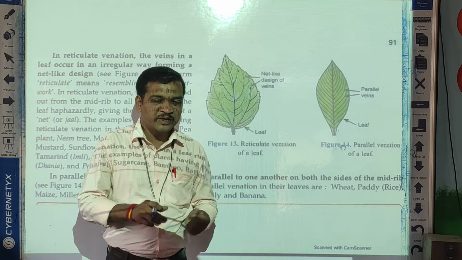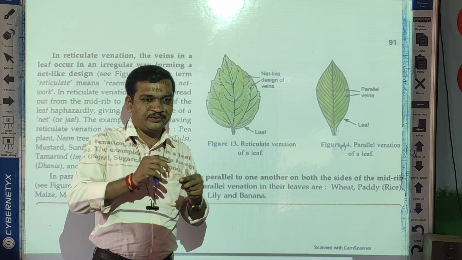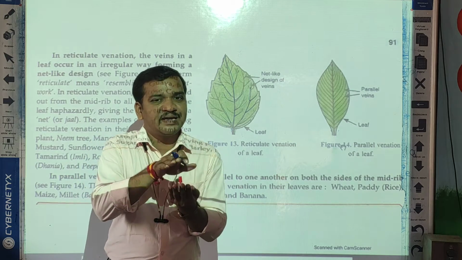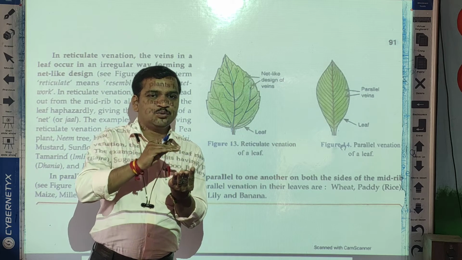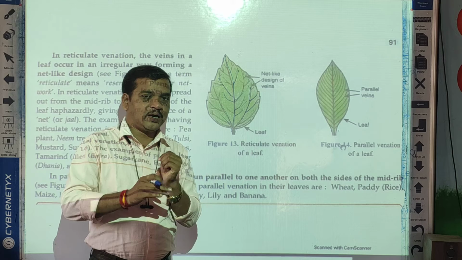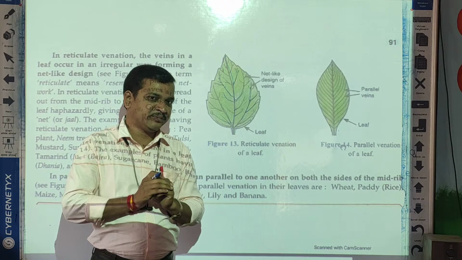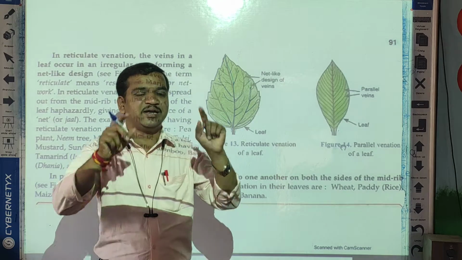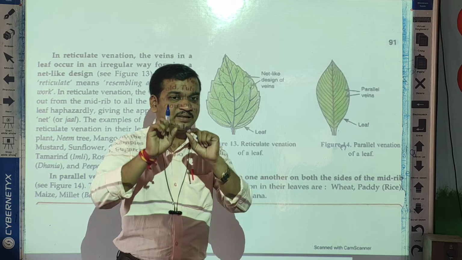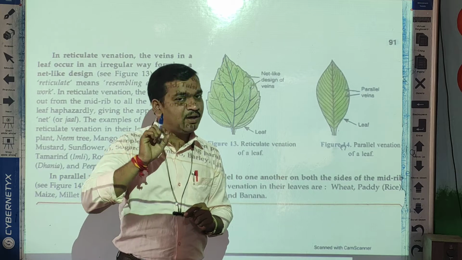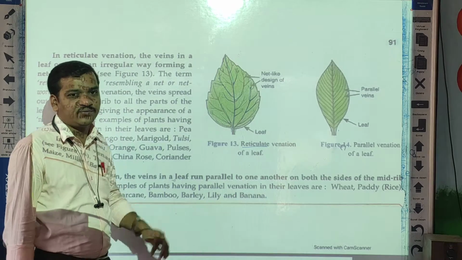A simple activity you can do: take or pluck a leaf from any plant and keep it inside a newspaper. After 2-3 days you can replace that paper. Afterwards, after 15 or 20 days, you can get the netted structure of that leaf. If you see that leaf clearly, you will get the idea about how the netted structure forms. That netted structure forms due to the veins, so that structure is called the reticulate venation of a leaf.